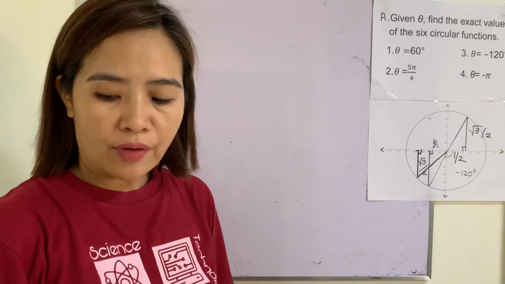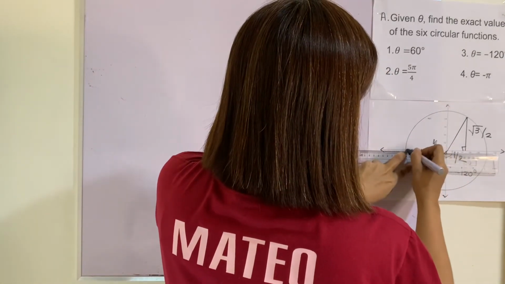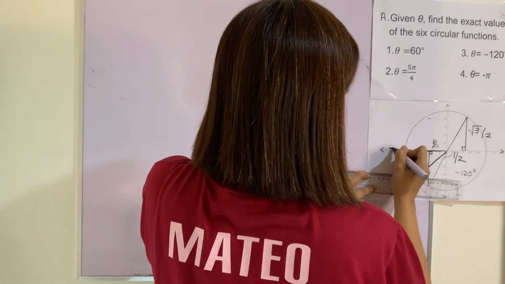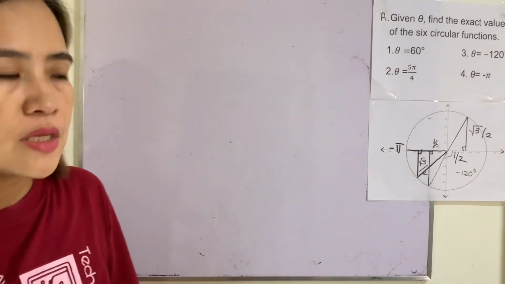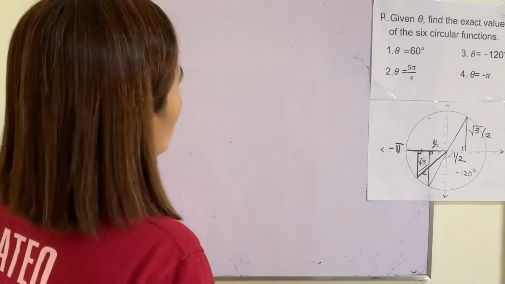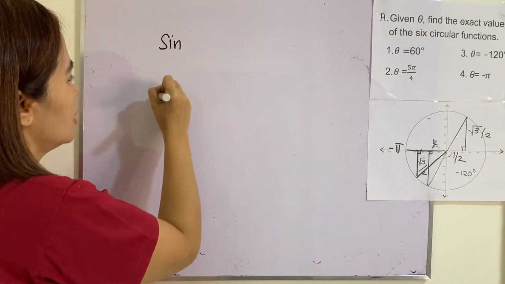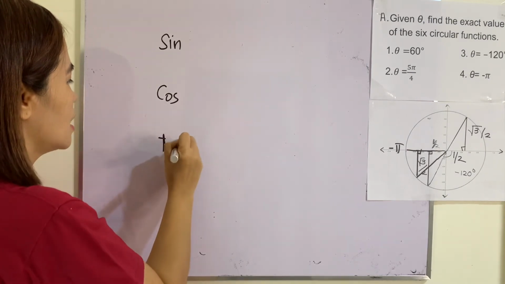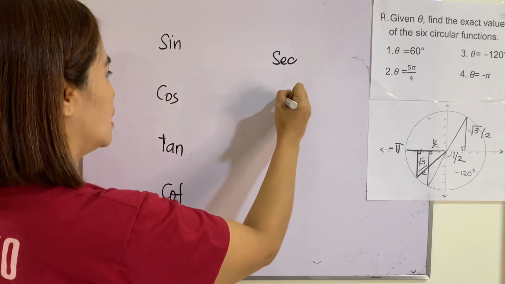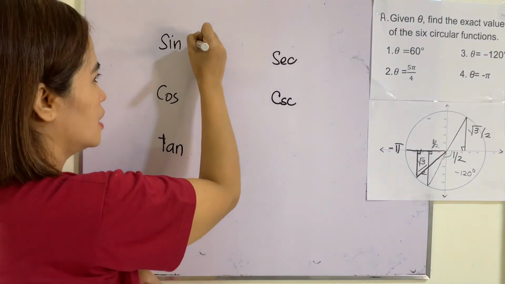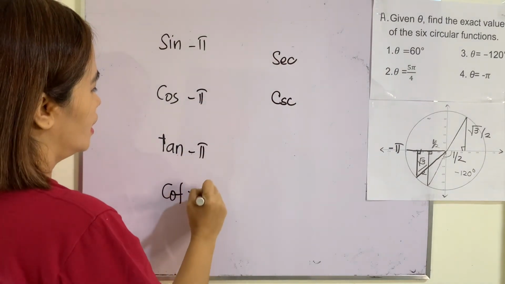Number 4, we have negative pi. The given theta is negative pi. And this one is, of course, the negative pi here. The rotation is, of course, clockwise. So therefore, how are we going to get the 6 trigonometric functions? Again, sine, cosine, tangent, cotangent, secant, and cosecant. So this one is negative pi.